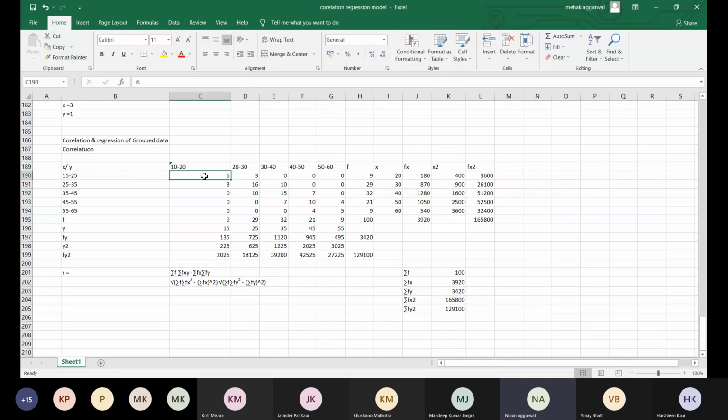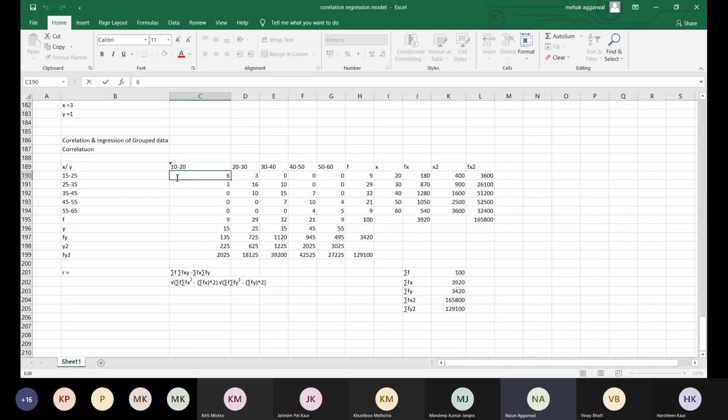So for each cell we have to calculate. So for this cell, what is the value of summation fxy? So summation fxy has three terms, x into f into y. So f is 6, x for this is 20, and y for this is 15. So 15 into 20 into 6. So that will be the fxy value for this cell.